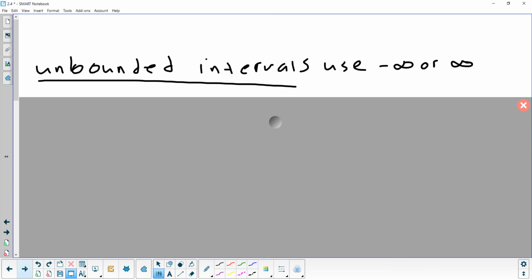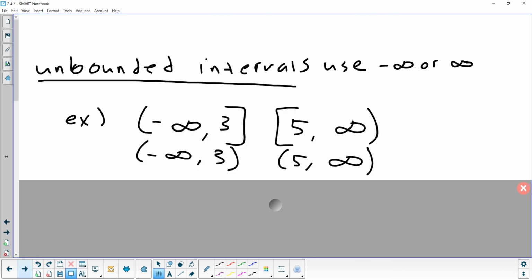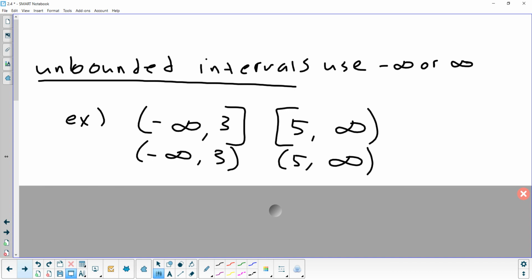So unbounded is when you have an infinity symbol. An unbounded interval goes on forever. So when you graph or shade something like that on a number line, you would have an arrow indicating that it just keeps going. And these are all examples of unbounded intervals. Okay, the first one, let's number them. So interval number 1, that's unbounded because it has the infinity on the left.